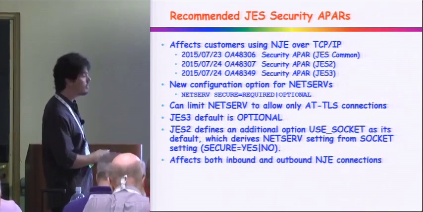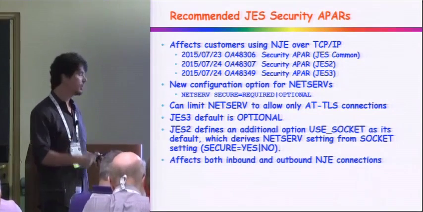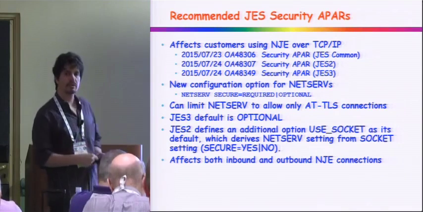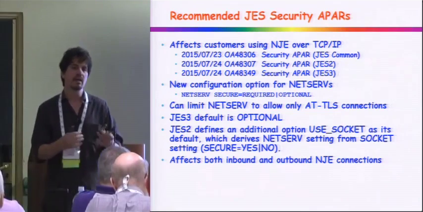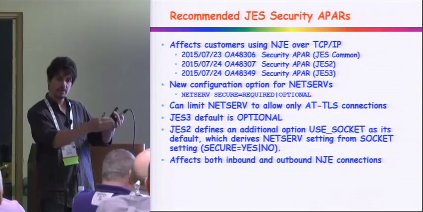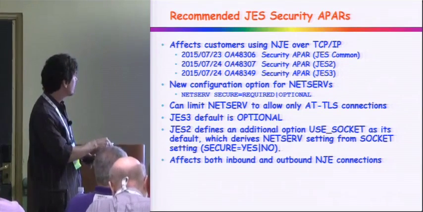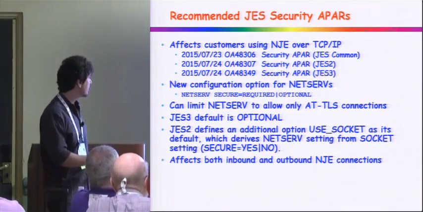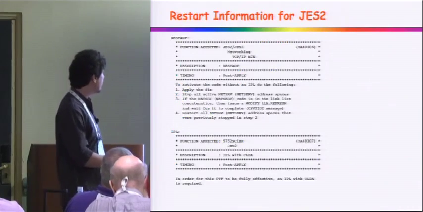So in JES3, the default is optional for this thing, but obviously it might make sense to set it to required. And also in JES2, they have an additional option called use socket, and so they will derive the NetServe setting from the socket that NetServe is listening to, and they have a secure keyword for that socket that you could set to yes or no, and so that will effectively set the NetServe setting based on what the socket has. Anyway, it affects both sets of connections, inbound and outbound.